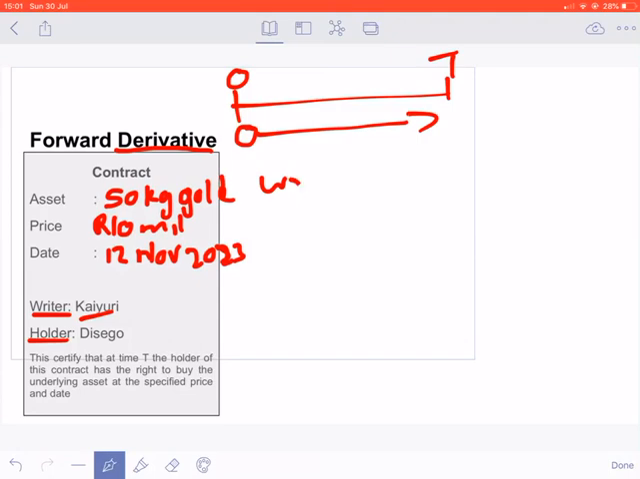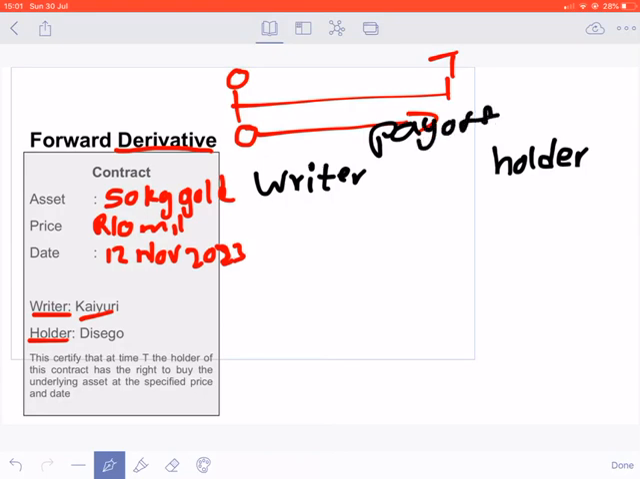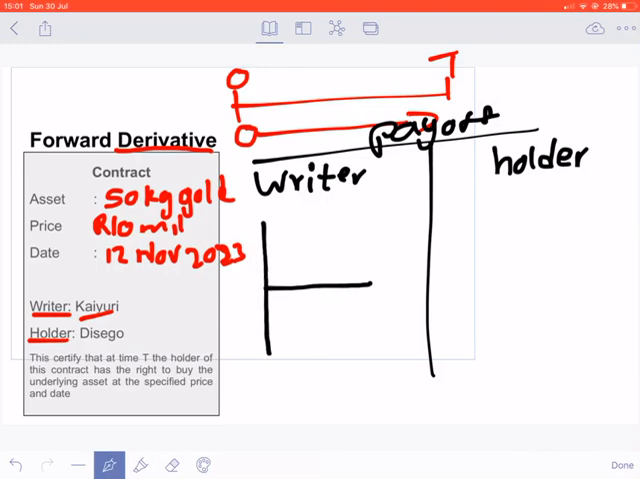Now let's look at it from the side of the writer and from the side of the holder. We are going to look at the payoffs. How is the payoff between these two parties? First of all, we are going to talk about this asset. What is the worst thing that can happen to the asset?